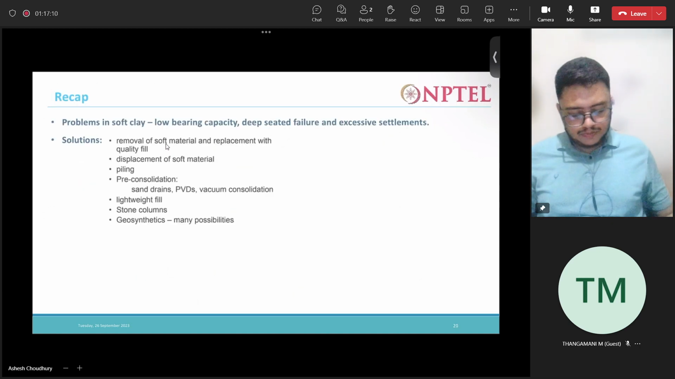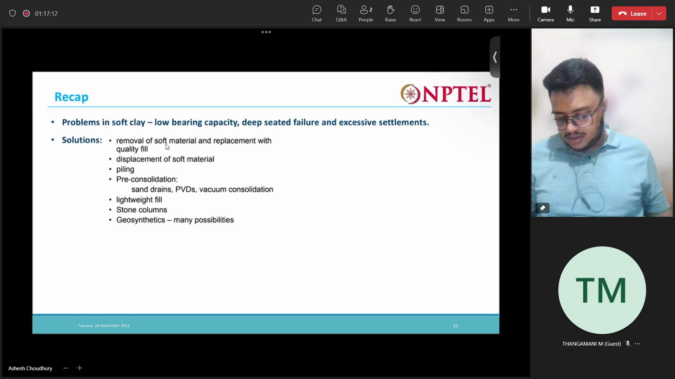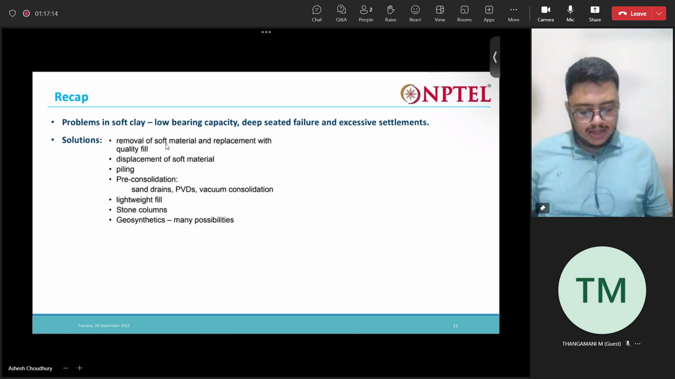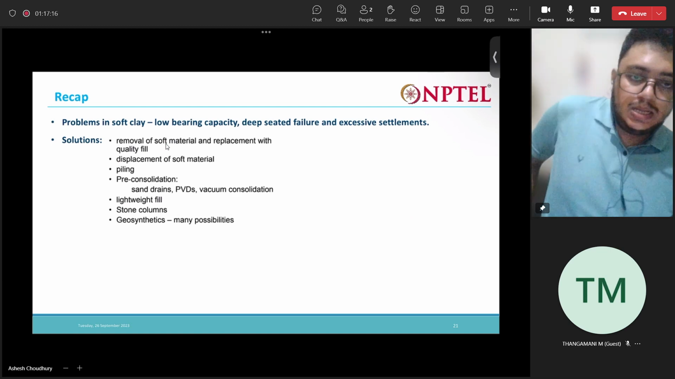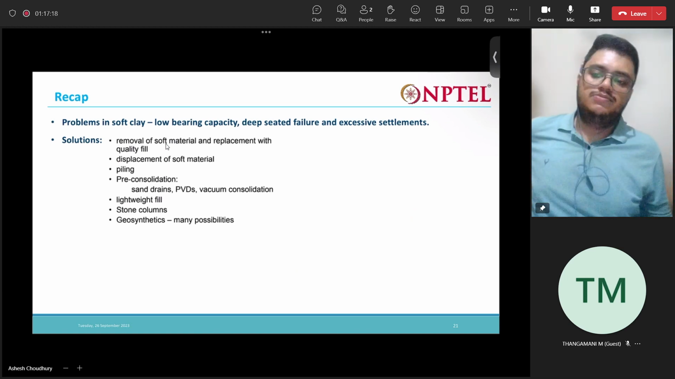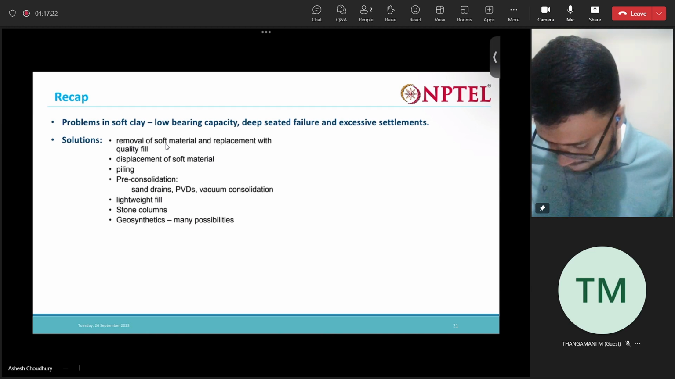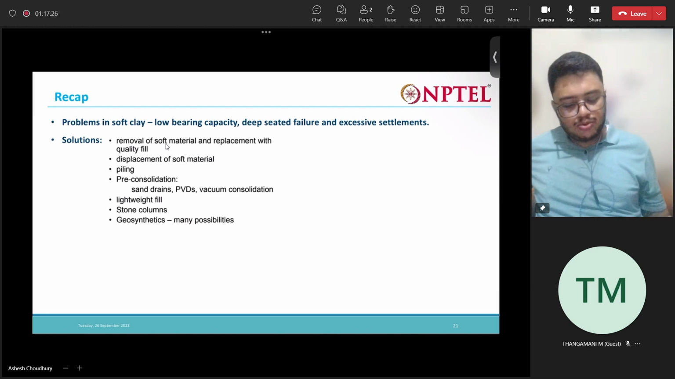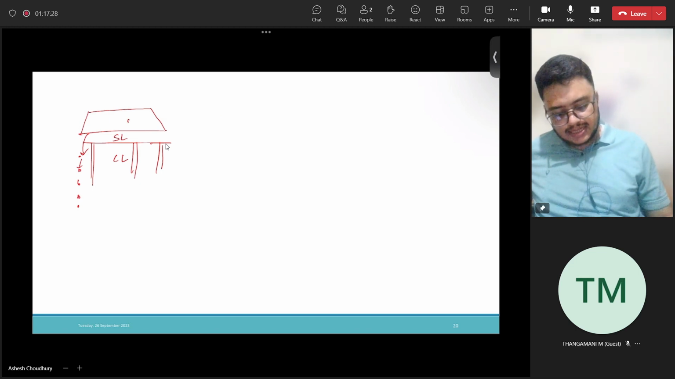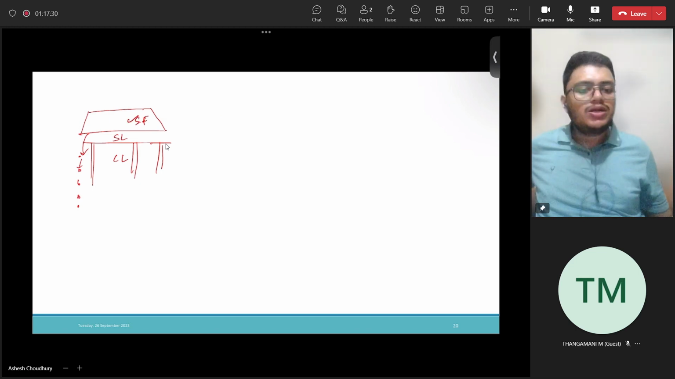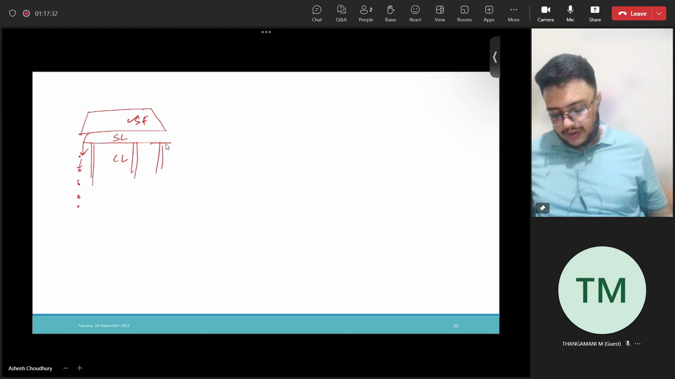All right. So this is the main concept and the main use of this vacuum consolidation. Okay, so we don't need to have this surcharge fill. We don't need to use the surcharge fill when we are using this vacuum consolidation technique.